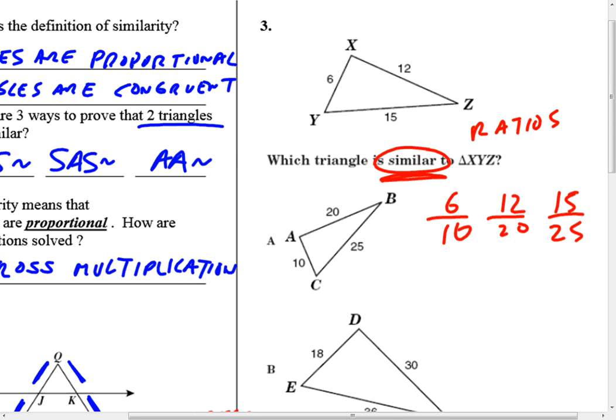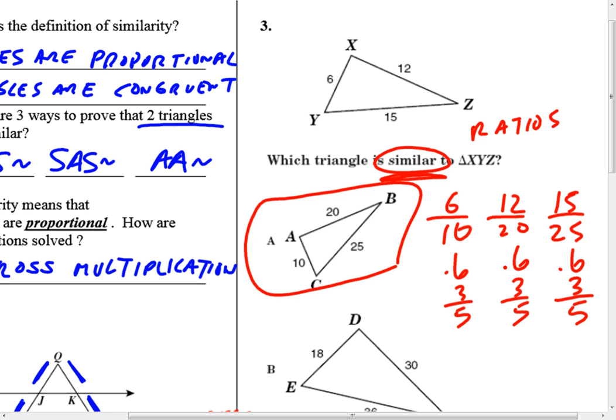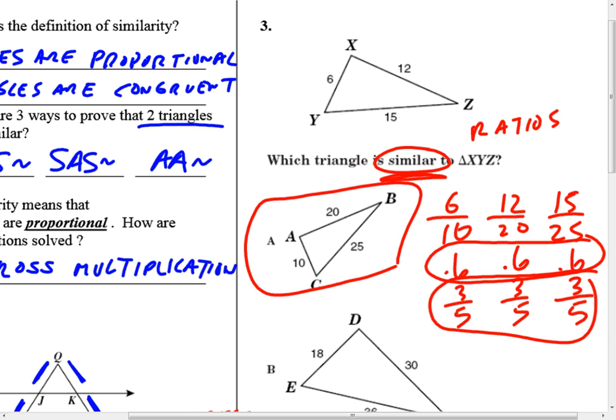Are those all equivalent? You could go a decimal direction. You could say 0.6, 0.6, and I believe that's 0.6 also. You could reduce. You could say that's 3/5, 3/5, 3/5. It just turns out that the first one works. But you might have to go through the process of going through all four of them. If all of the ratios are the same, then you're okay, then it's proportional, then it's similar.